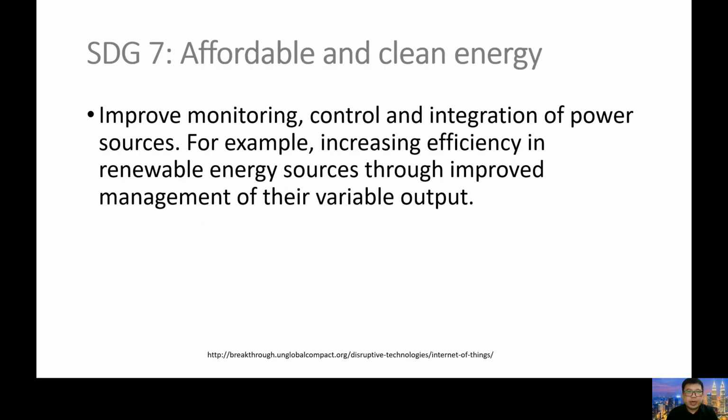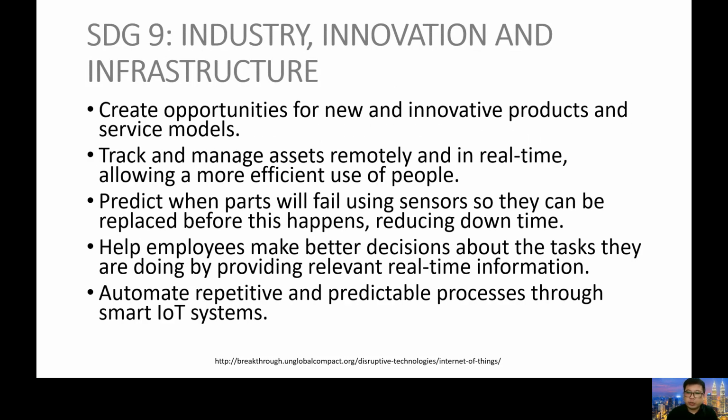For SDG 7, IoT is about affordable and clean energy. IoT enables improvement in the monitoring, control, and integration of power sources. For example, it enables an increase in the efficiency of renewable energy sources through improved management of their variable output. SDG number 9 is about industry, innovation, and infrastructure. IoT creates opportunities for new and innovative products and service models, because IoT is just a component, right?